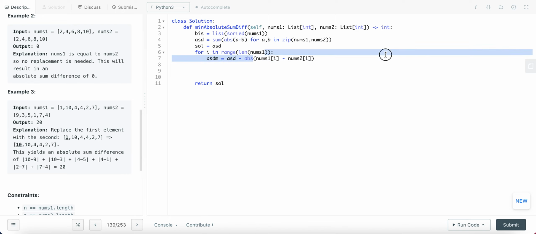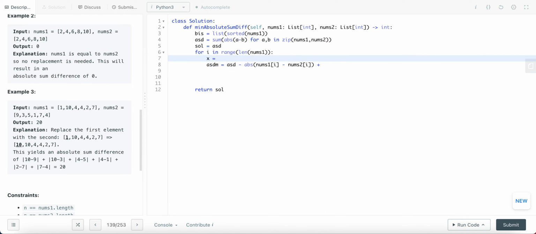So again, it's the same thing that we saw. We're just going to remove that, and then we're going to add in what the best thing would be if we made this exchange, okay? So we need to find out what that X value is. The X value, we'll just say X is the index, right?